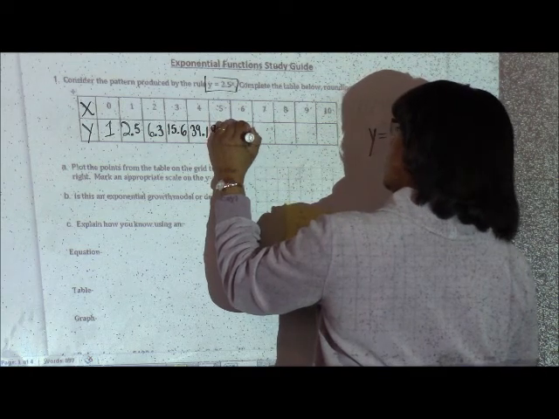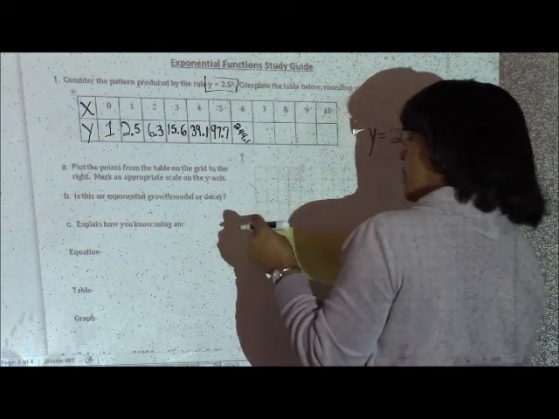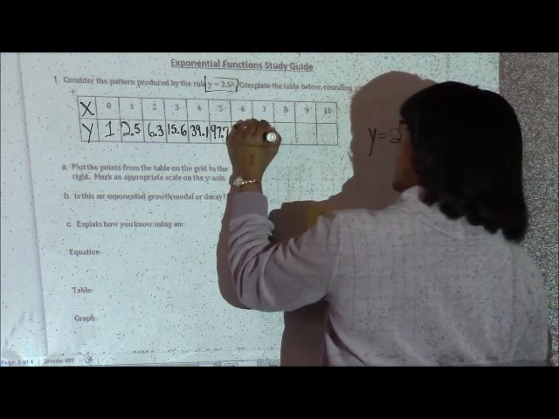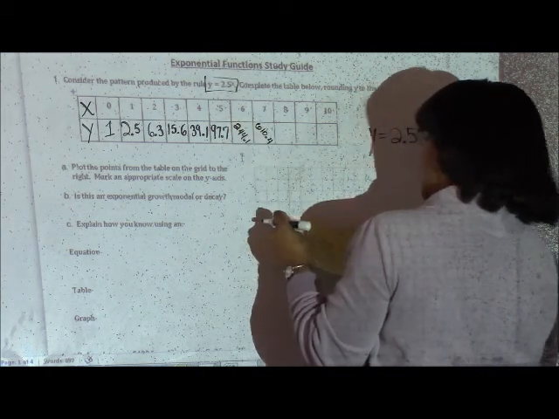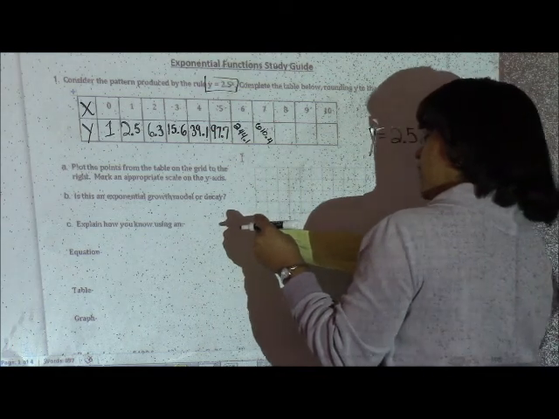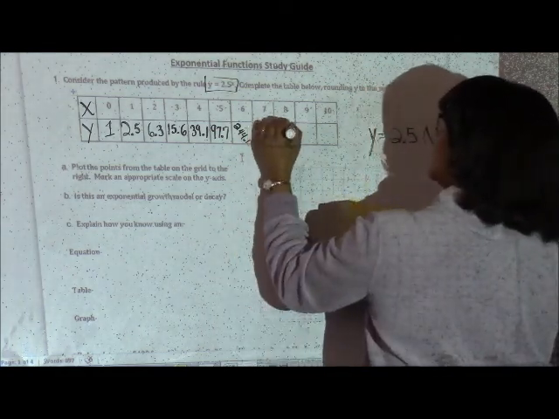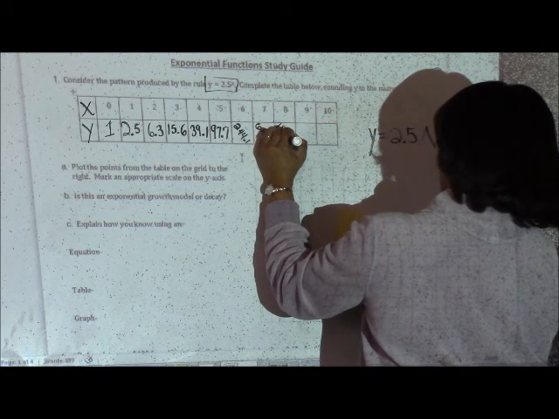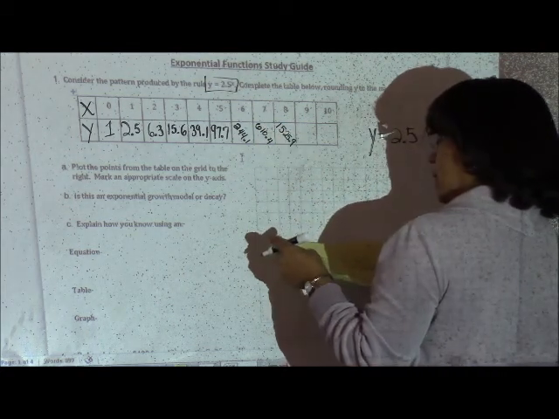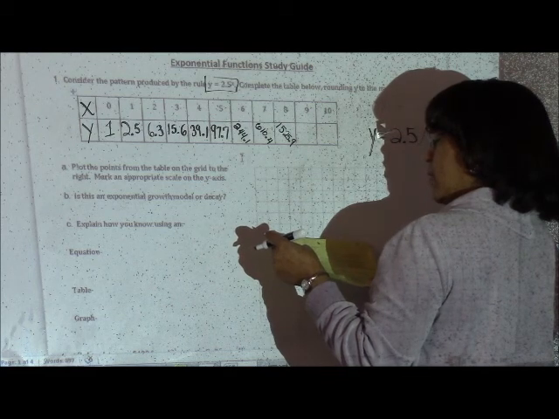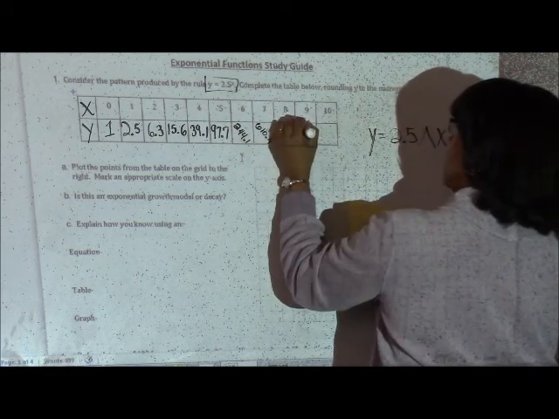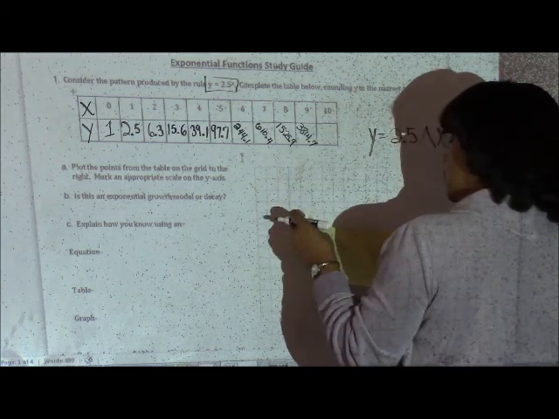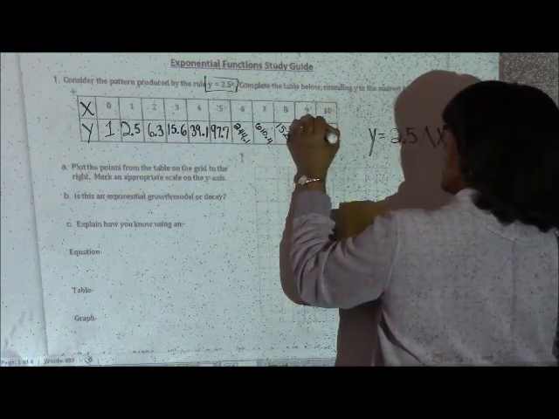I'm running a little low on space, so I'm just going to write a little angle. When x is 7, y is 610.4. When x is 8, y is 1525.9. When x is 9, y is 3814.7. And when x is 10, y is 9536.7.